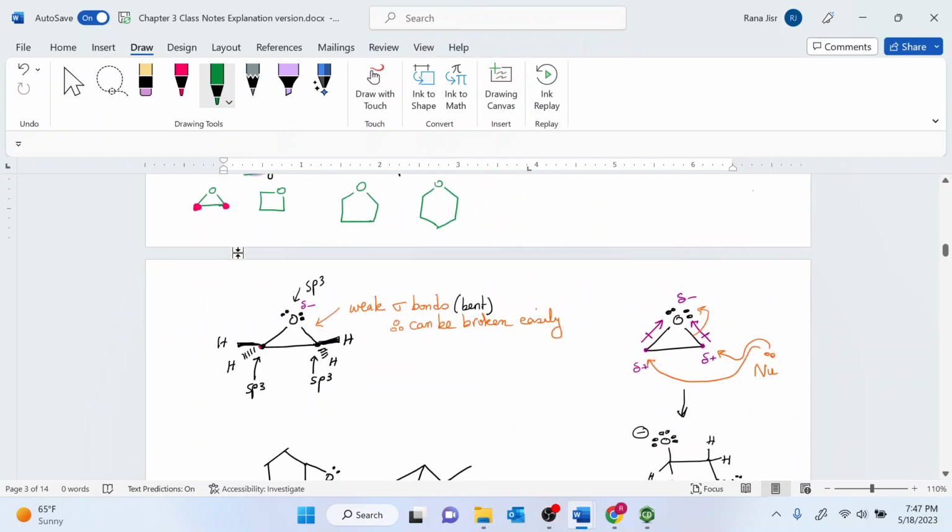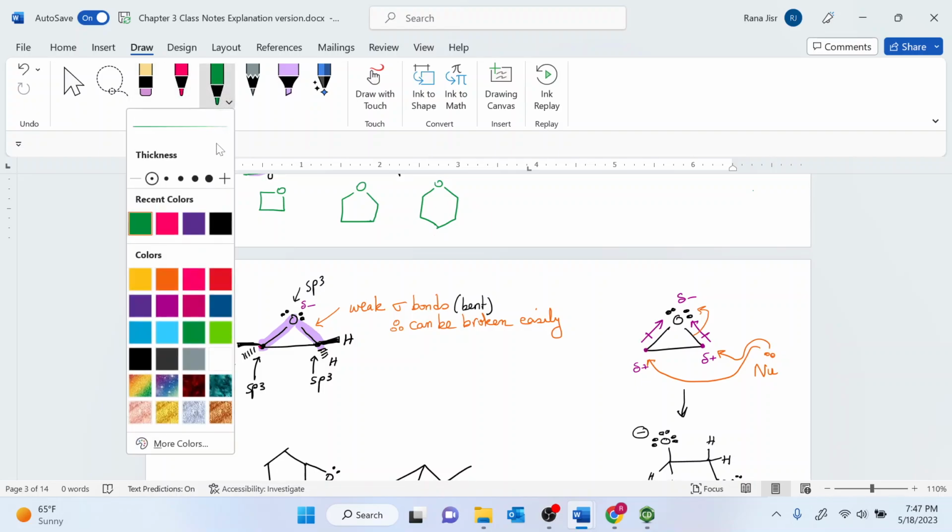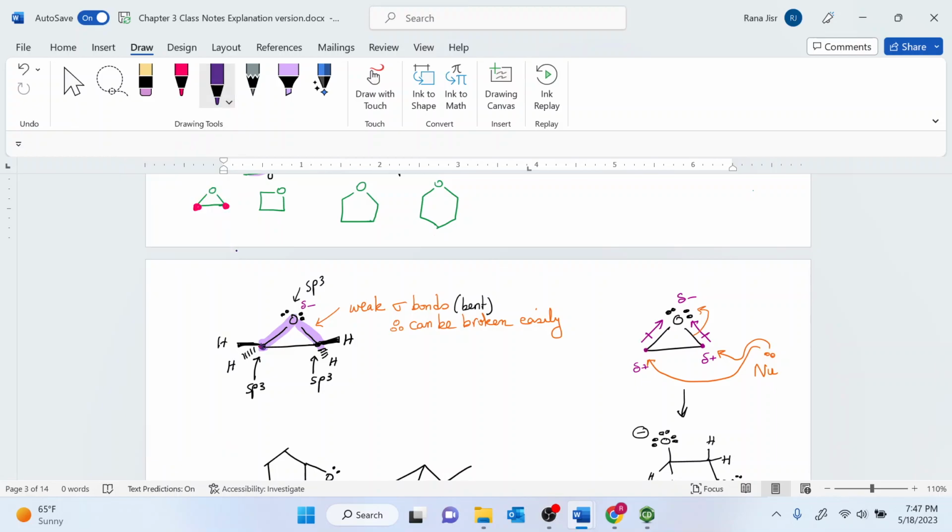With respect to epoxides, epoxides are very reactive. And the reason they are reactive is because they have very weak sigma bonds. The sigma bonds are between the sp3 hybrid carbon and the oxygen. Now we know that since we have carbons that are sp3 hybridization, the bond angle for the sp3 is around 109.5. This is the ideal bond angle for a tetrahedral structure.